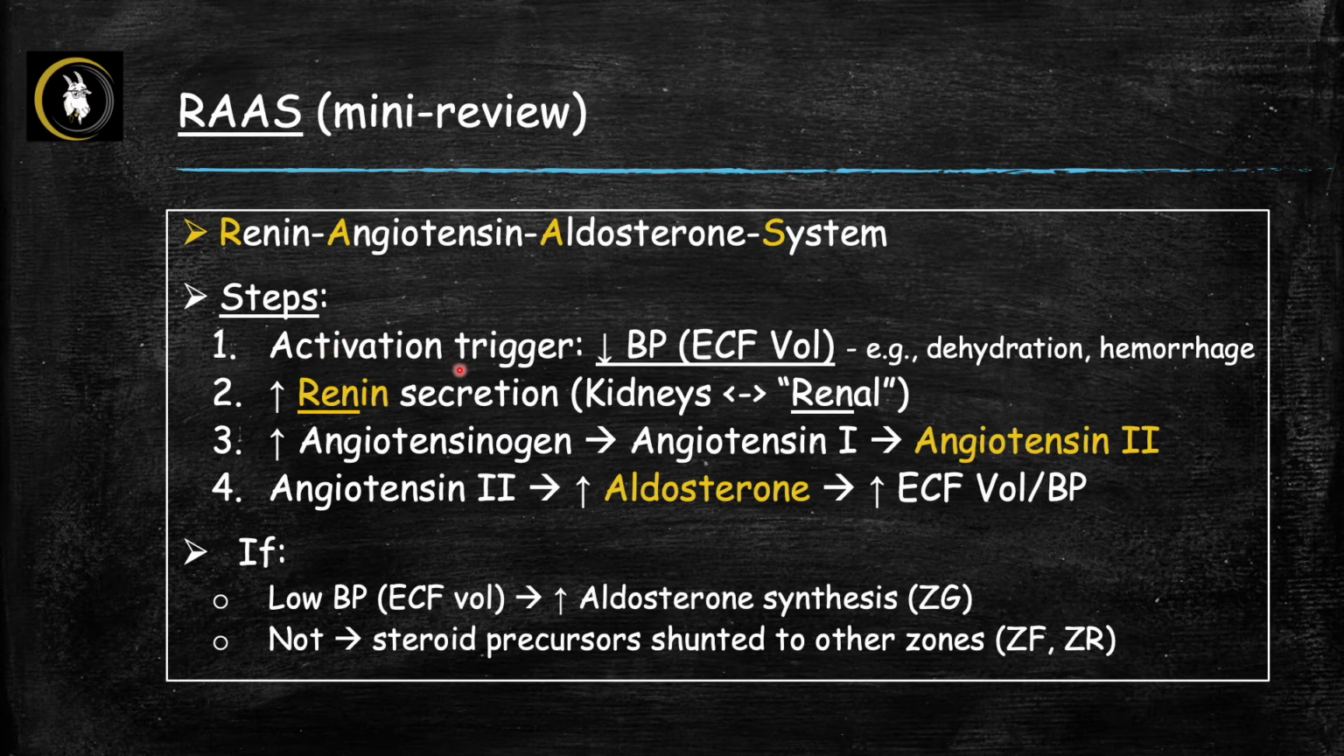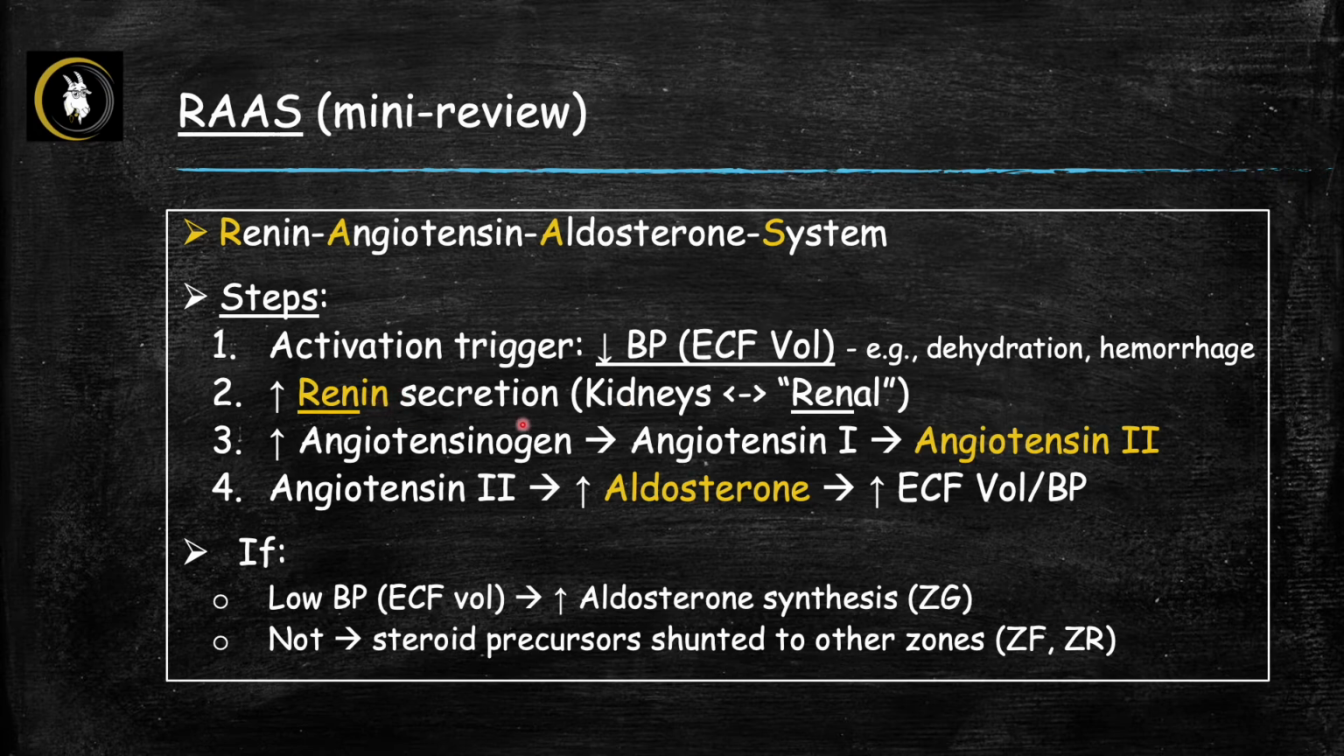First, we're going to need to activate it, and the trigger is going to be a decrease in the volume in the blood vessels, so a decrease in the extracellular fluid volume, which is going to lead to a decrease in blood pressure. And what this is going to mean is that there's going to be decreased perfusion of the kidneys. This can be caused by either dehydration or hemorrhage. Whatever the case is, there's less volume in the extracellular fluid, so we have less perfusion of the kidneys. So they're going to sense this, and they're going to say, uh-oh, we have less fluid in our body. Let's fix this. And so the kidneys are going to secrete renin.